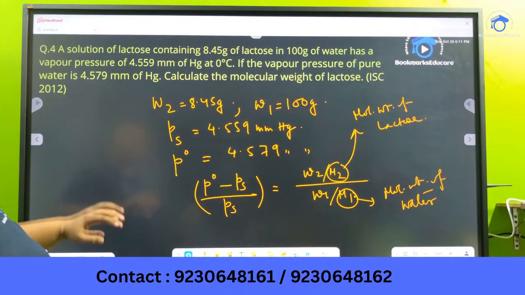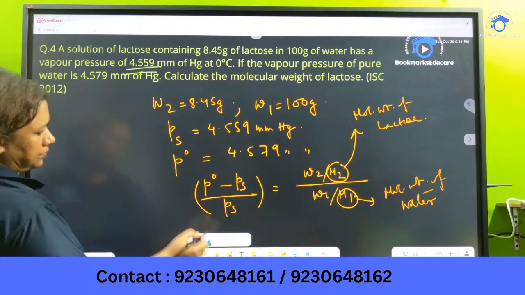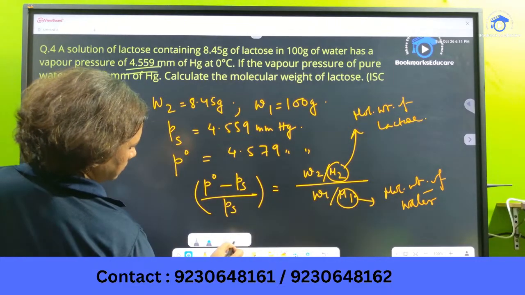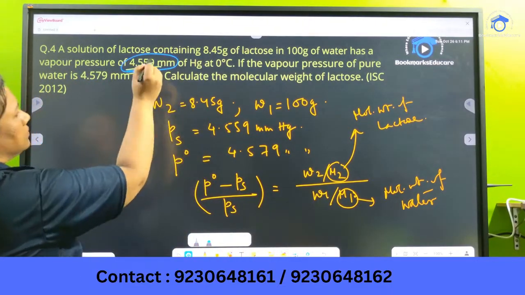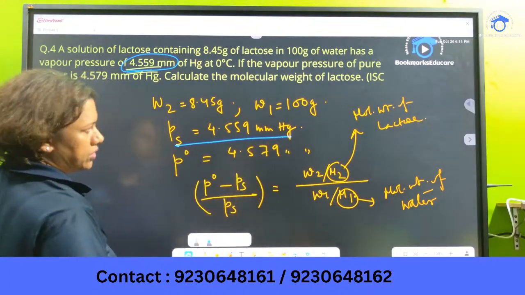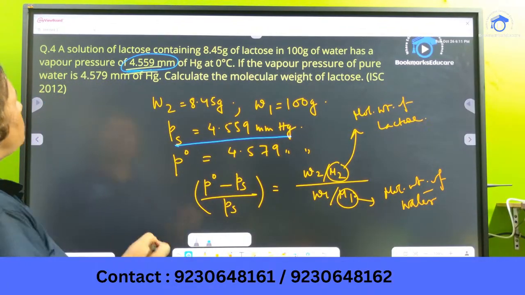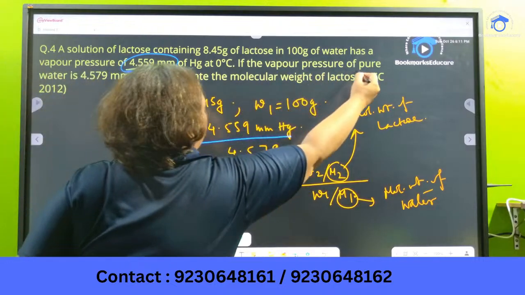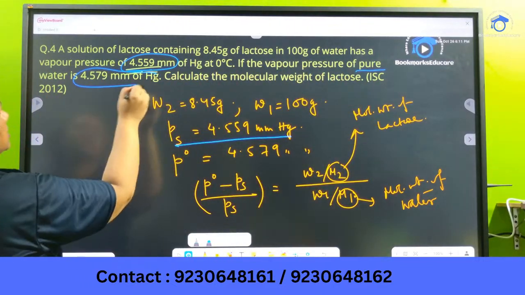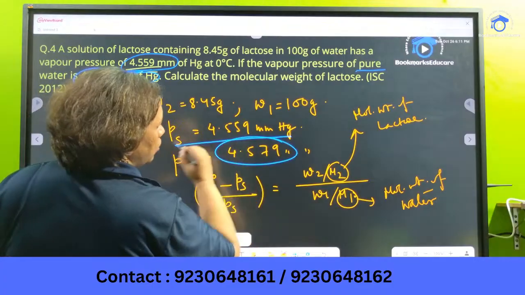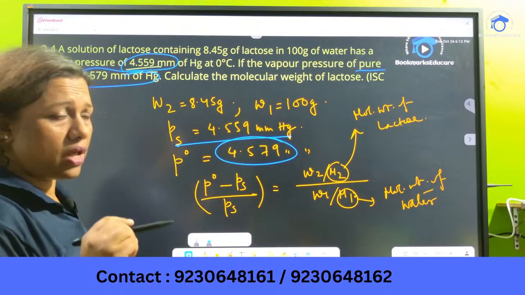Fine. अभी solution का क्या दिया हुआ है? Vapor pressure of the solution is this. So this is solution का vapor pressure. Okay. Now pure form का क्या है? Pure form. Okay. इसका vapor pressure is this. So what was our formula?